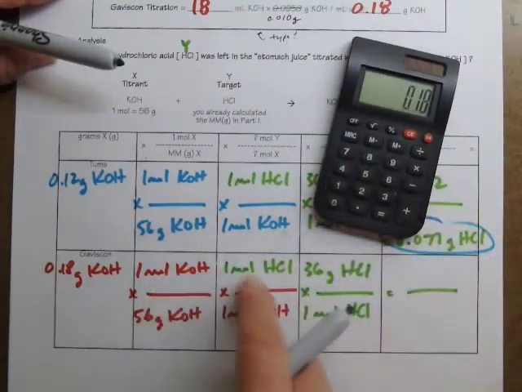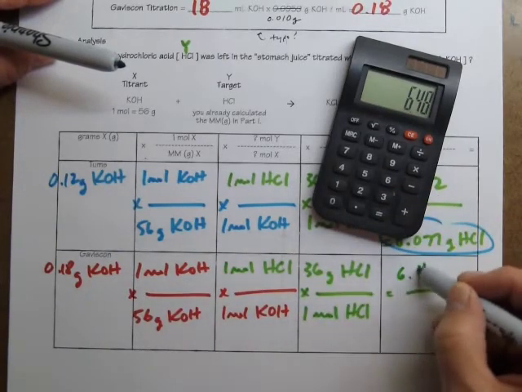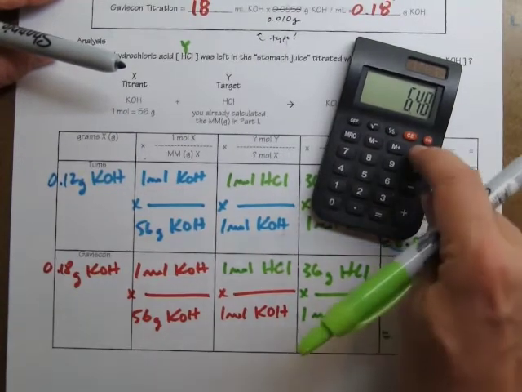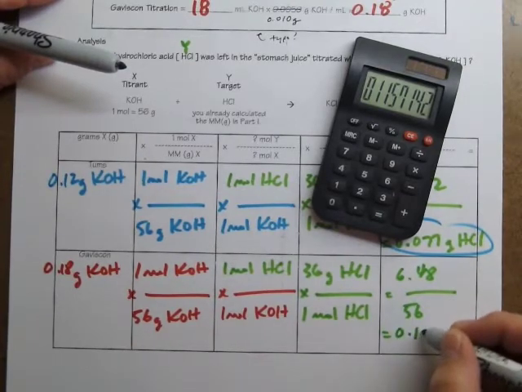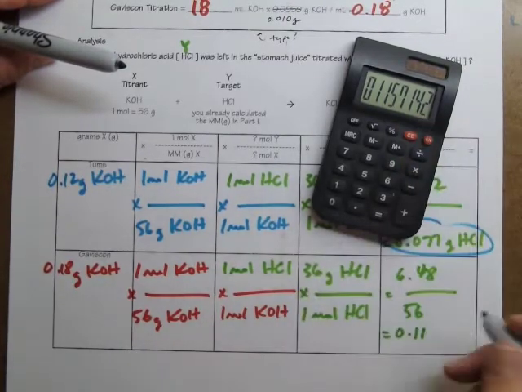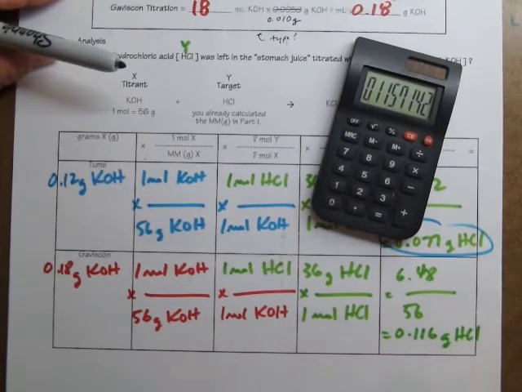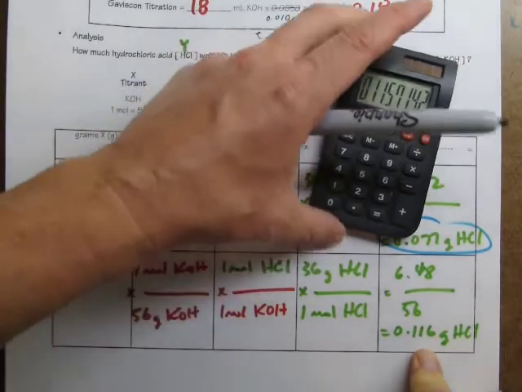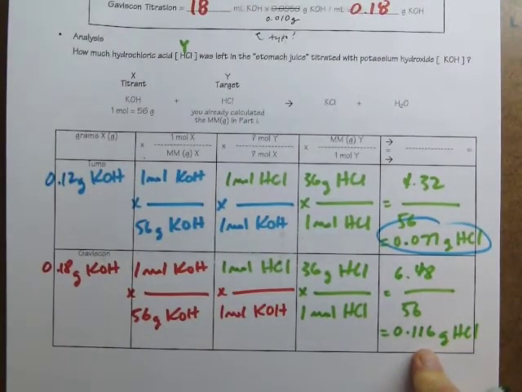0.18 times 1 times 1 times 36 is 6.48, divided by 56 is 0.116 grams of hydrochloric acid. So that's how much acid remained out of the hydrochloric acid that was originally in the stomach juice sample. Now let's start putting these calculations all together.